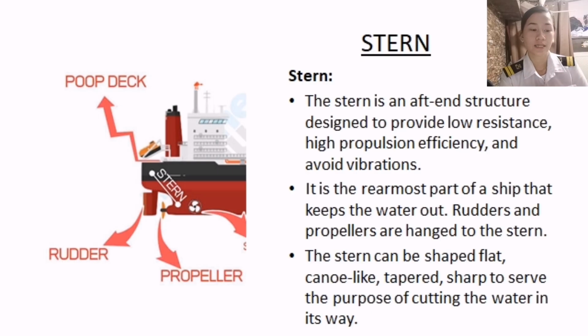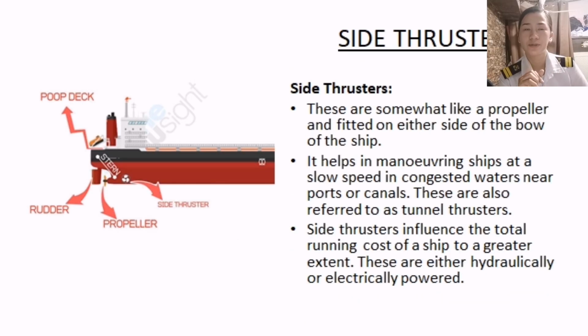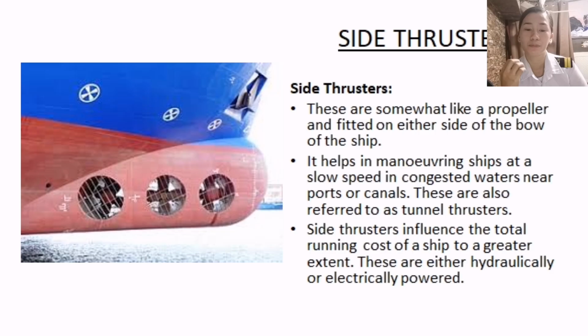Okay, so next is we have the side thruster. So kaning side thruster class, no, this is somewhat like a propeller. So mura siya og parehag naong sa propeller, no, but this is fitted on either side of the bow of the ship. Okay, so naa siya sa either side sa bow sa ato ang ship. Okay, so dili tanang vessel class na ay side thruster. Okay, but very advantage kaayo na kanang mga vessel nga naay side thruster.